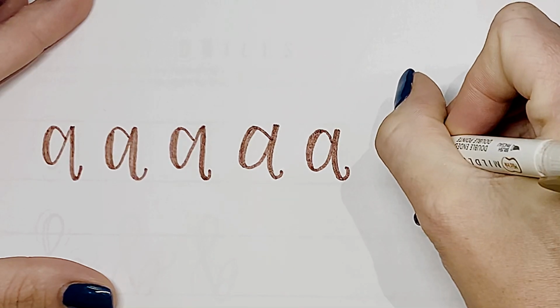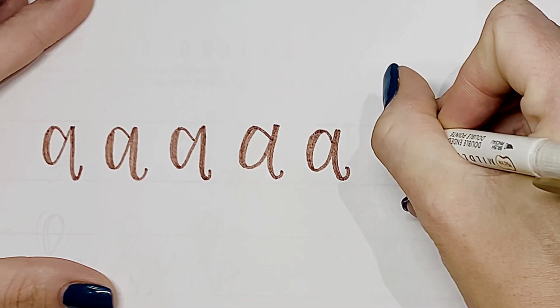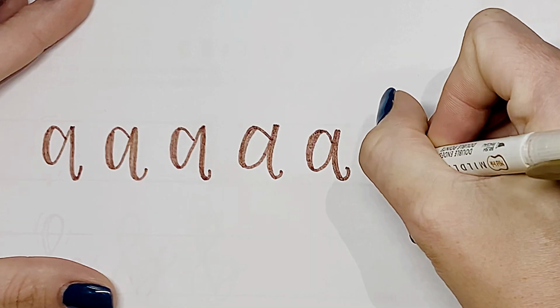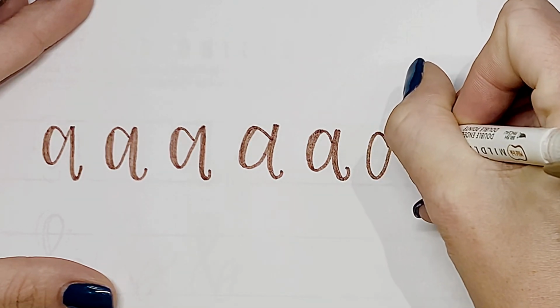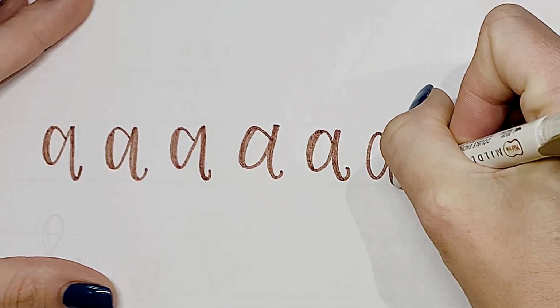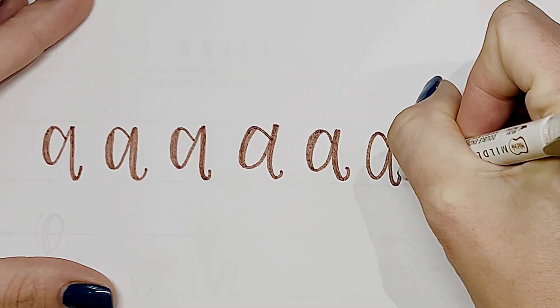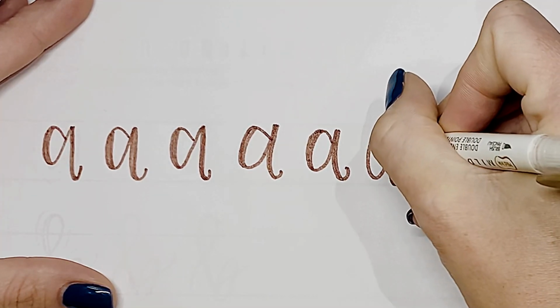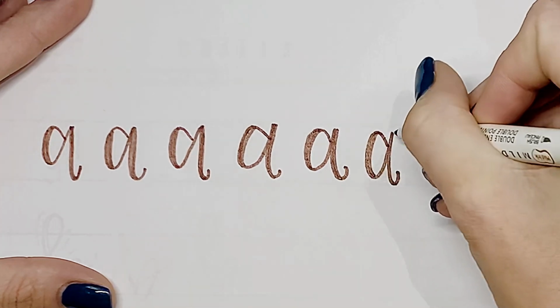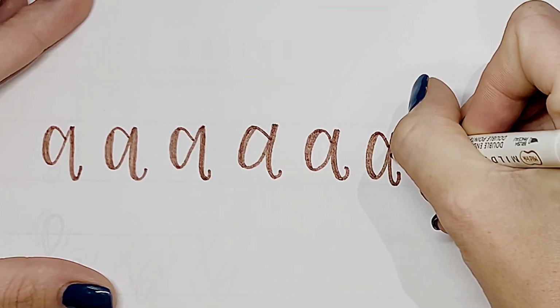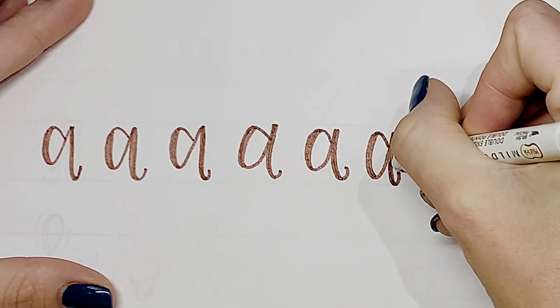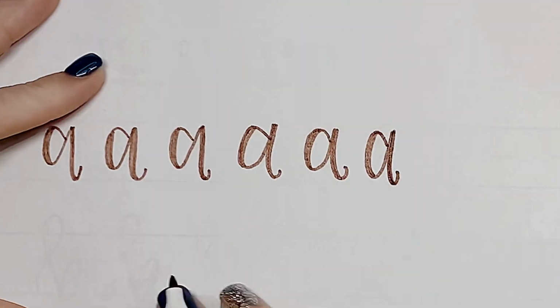I'm gonna do one more and then I'll move on to the B. And I'll probably do some more practicing in my own time. Up, down to the bottom. I didn't go all the way down to the bottom last time. Okay, we're gonna fill this in. Perfect. Okay, I'm gonna go to the B's.